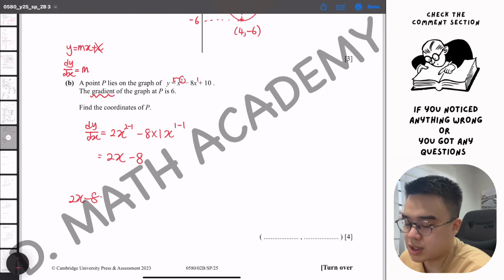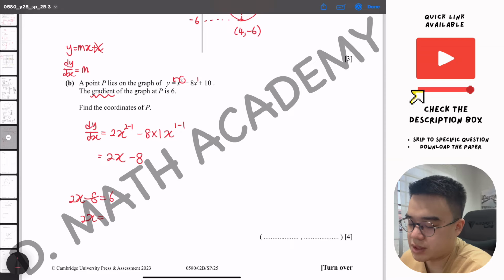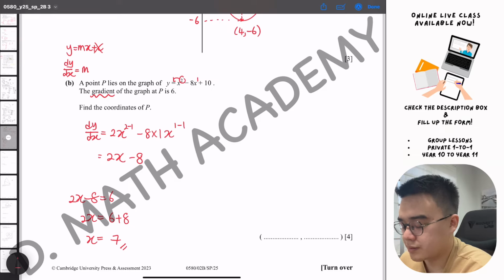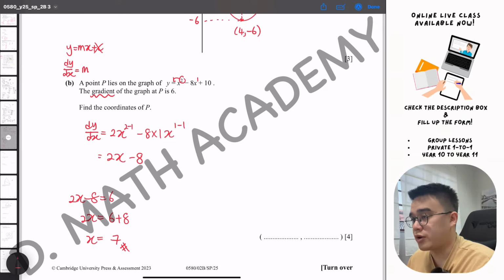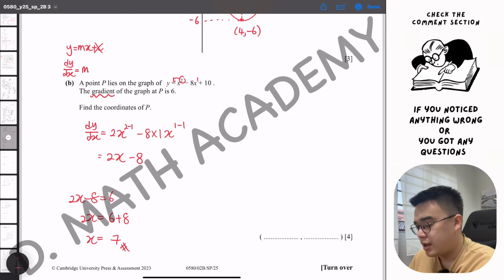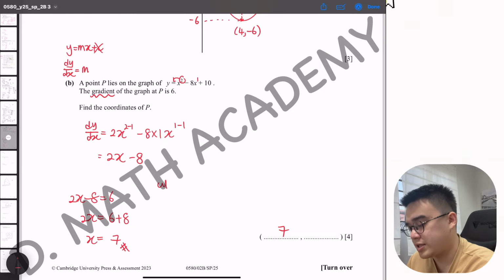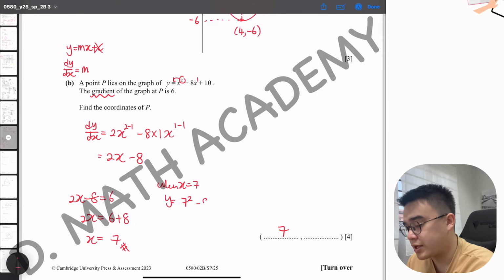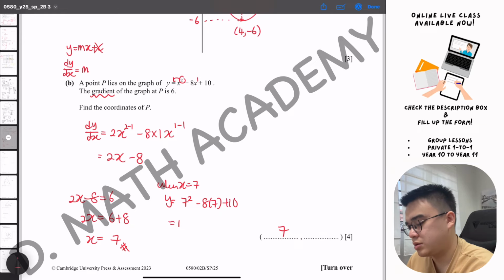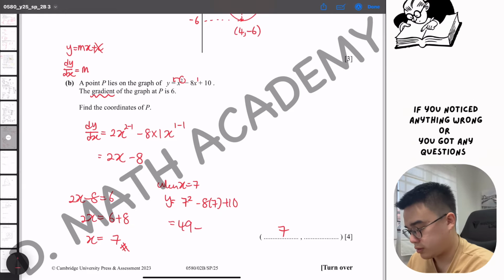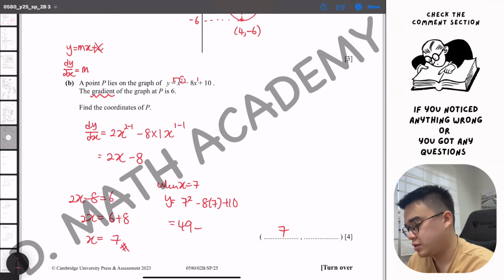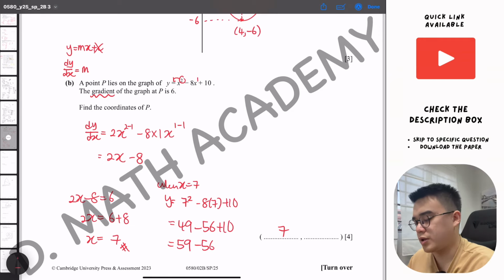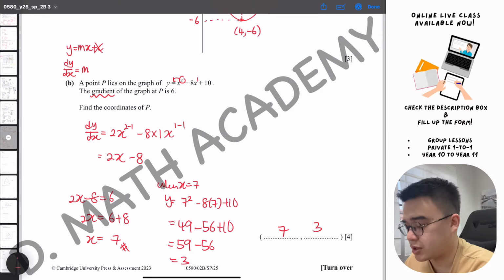2x minus 8 equals 6. 2x equals 6 plus 8. x equals 7, I guess. So you have got your coordinate here as 7. And the next thing is when x equals 7, they want you to calculate the y. 7 squared minus 8 times 7 plus 10. You get 3 as your final answer.